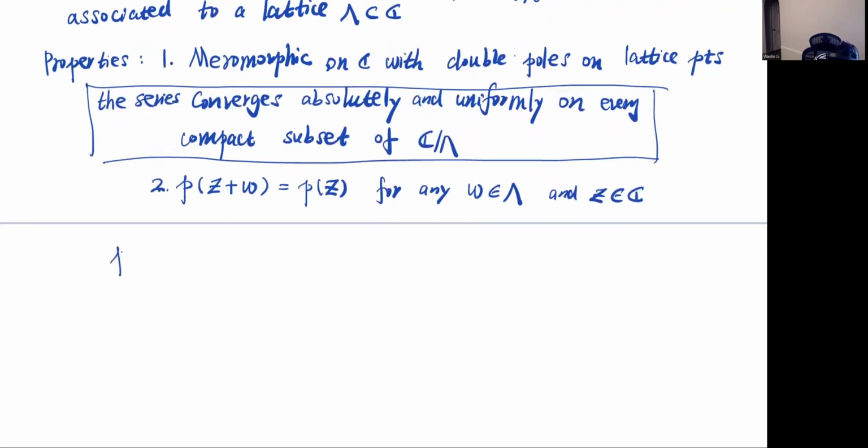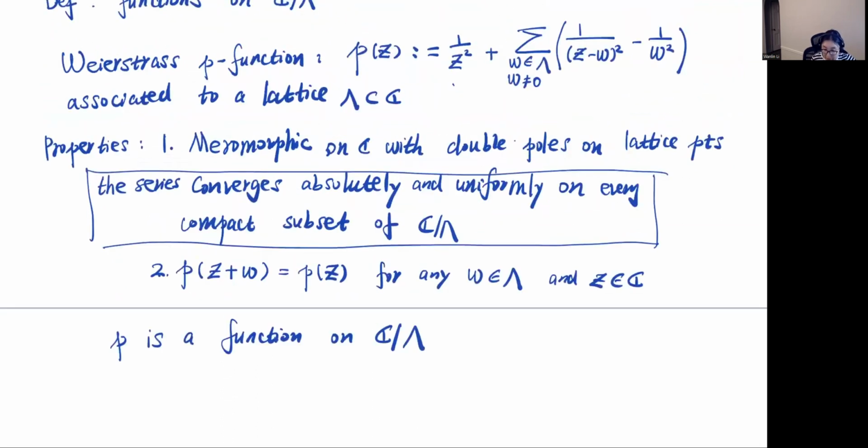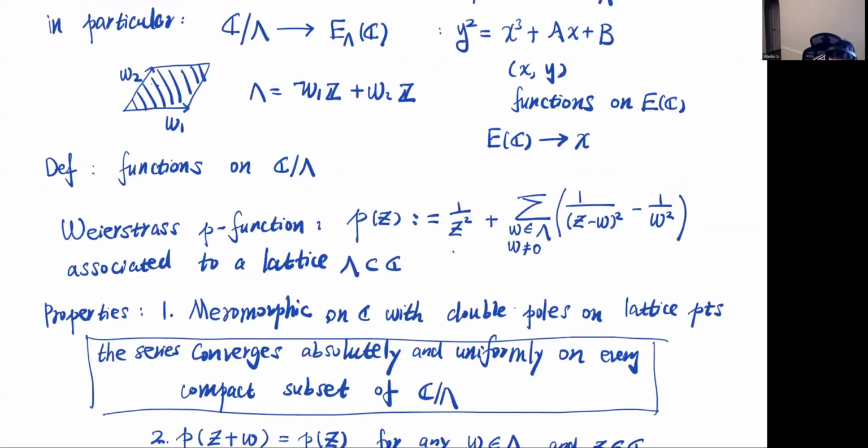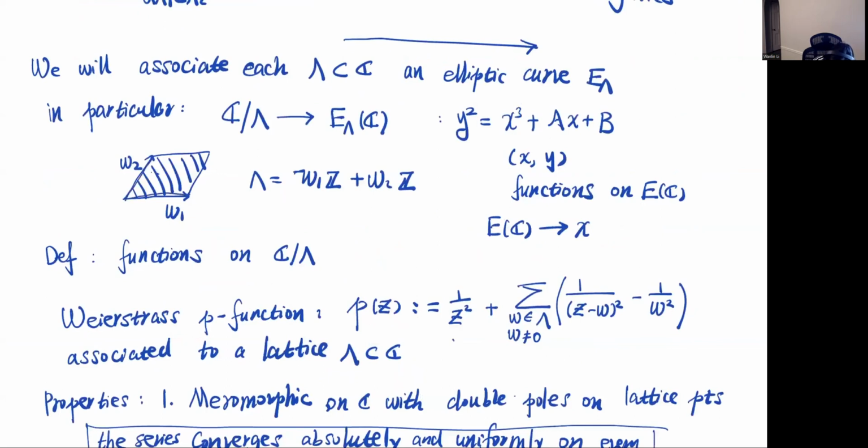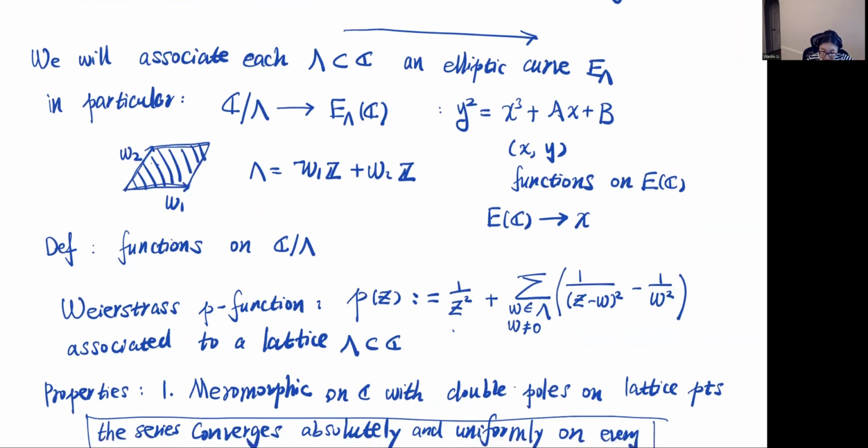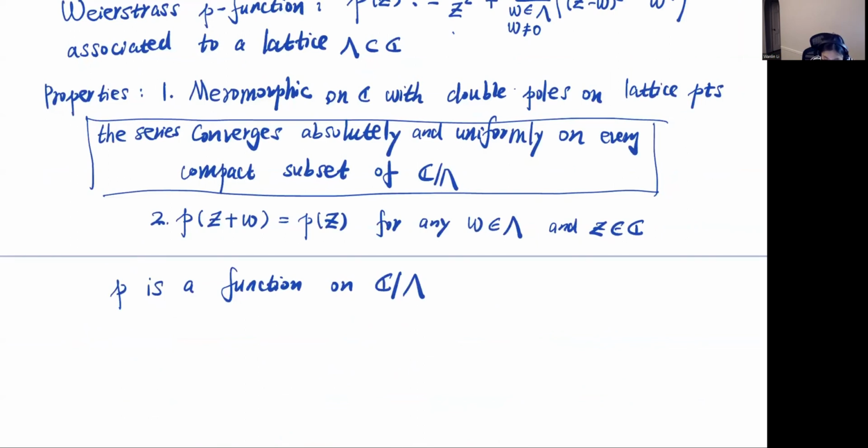So this tells me that P is a function on C mod lattice because it does not change by translating by lambda, right? So P actually descends to a function on my quotient, which is what I'm looking for. I want a function that is well defined on my parallelogram, and even when my parallelogram gets translated by any element in my lattice. Okay, great. And such functions, functions satisfying 1 and 2, are called elliptic functions.